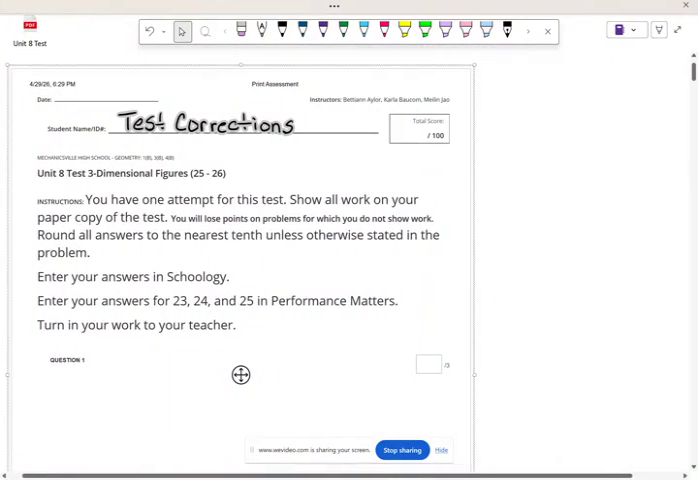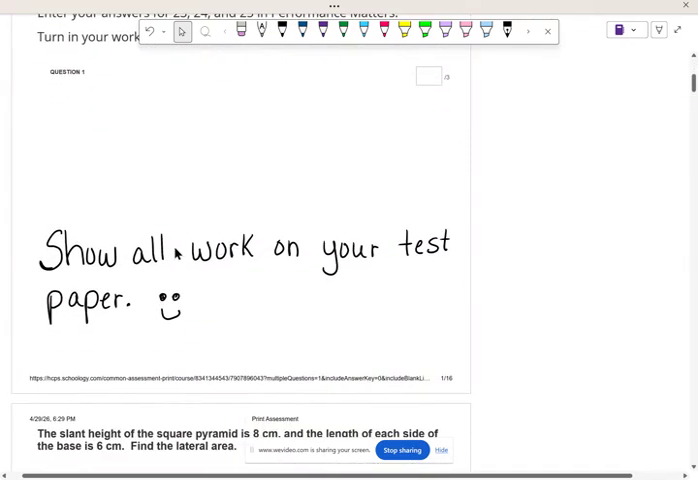This video is for test corrections on Unit 8, three-dimensional figures. Please remember to show all work on your test paper.